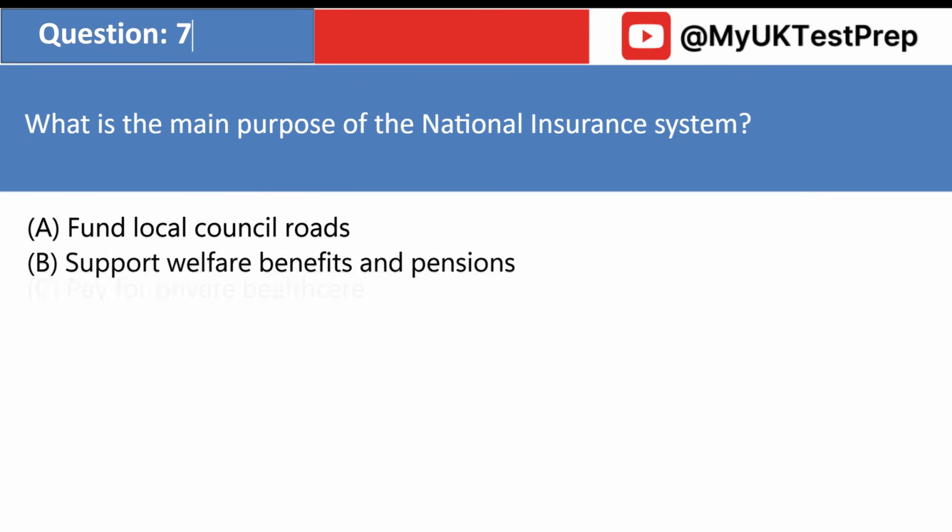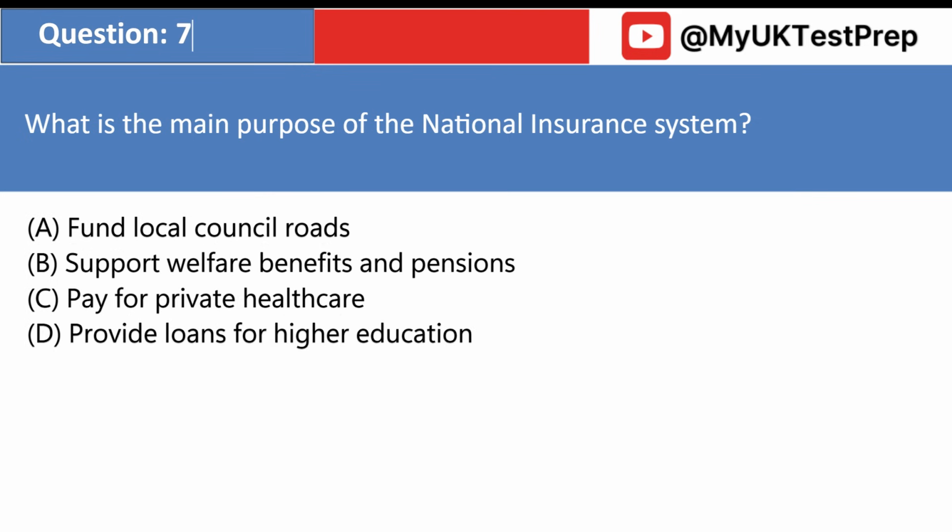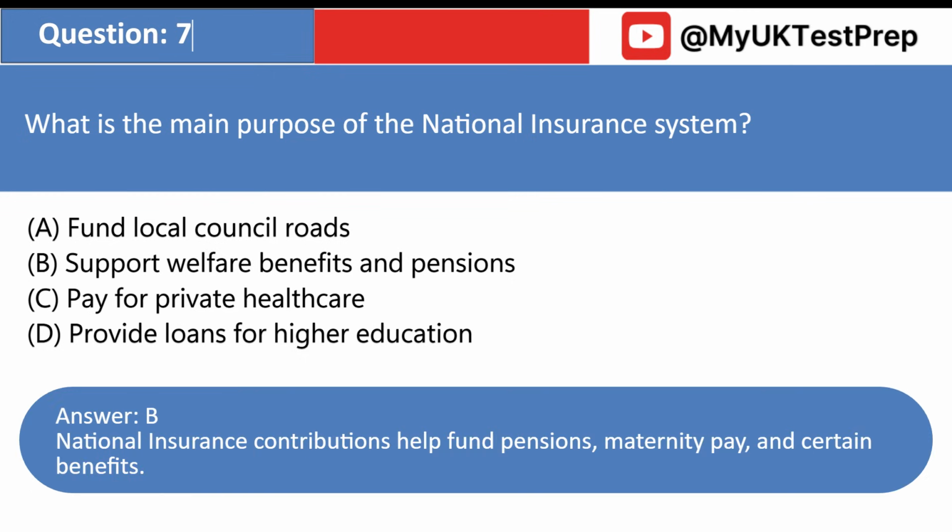What is the main purpose of the national insurance system? A. Fund local council roads. B. Support welfare benefits and pensions. C. Pay for private healthcare. D. Provide loans for higher education. Answer: B. National insurance contributions help fund pensions, maternity pay, and certain benefits.